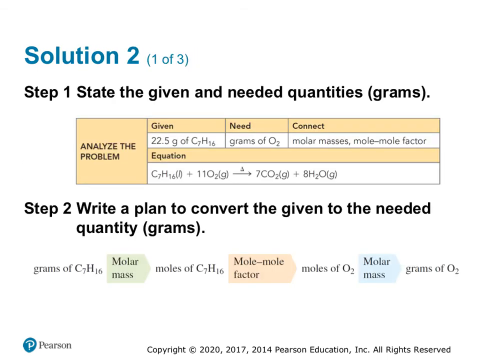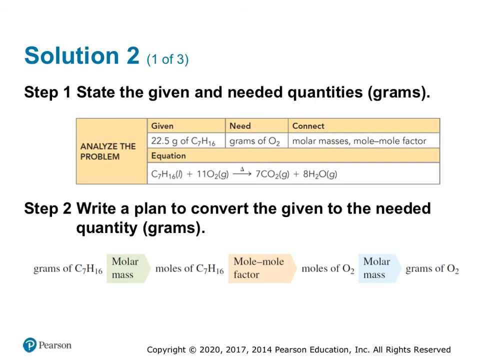So here's going to be our plan. We're given the 22.5 grams of heptane, that's our known, and grams of O2 are our unknown. So we're going to start with grams of known. First step is going to be molar mass of C7H16. That's going to be our first molar mass, and that'll give us moles of heptane. Then we'll use our mole to mole factor or our mole ratio to get us from moles of known to moles of unknown. Then the third step will be moles of O2, use molar mass to find grams of O2.